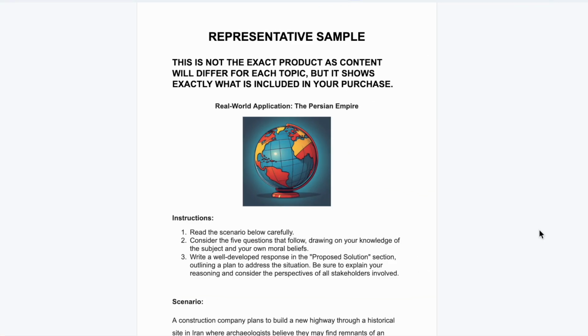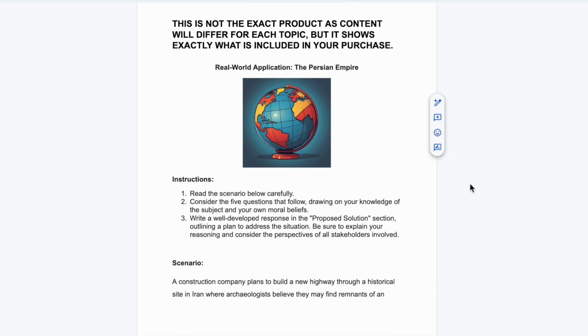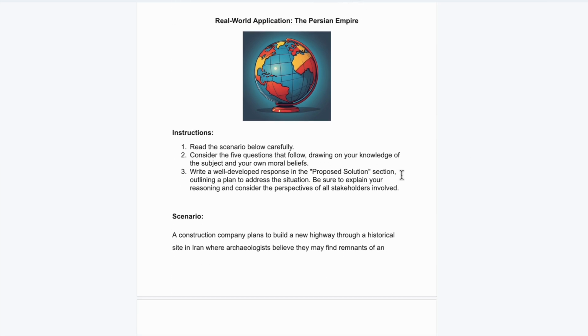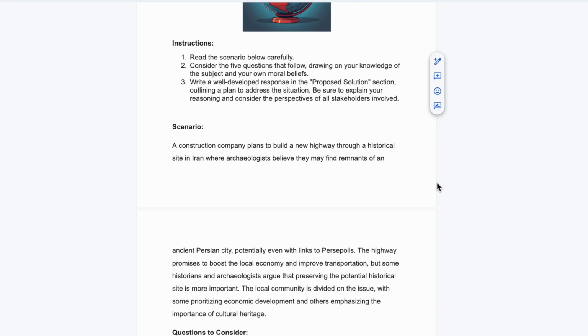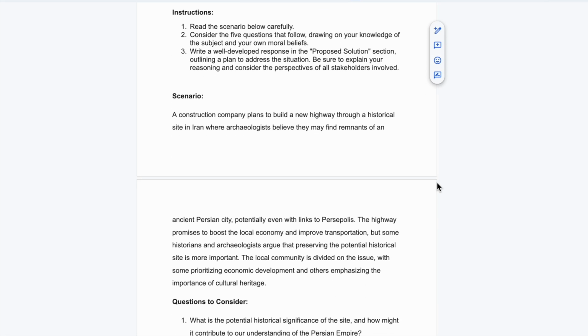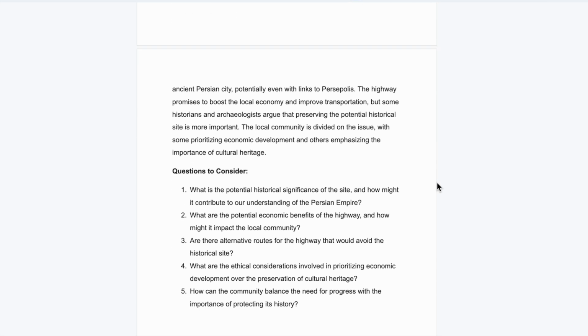All right, so here we have the real world application worksheet. The disclaimer up top here is just for this video. It won't be on every worksheet. We have the instructions here. I'm just going to walk you through what happens. We start off here with a scenario. This is a real world scenario that relates to the topic. Students will read through that, and the idea is they're basically going to take a stance on what should happen. Pick one side or the other.